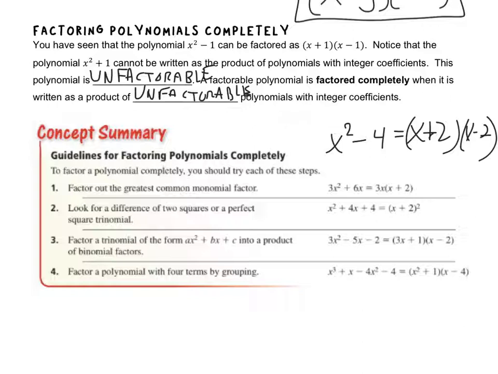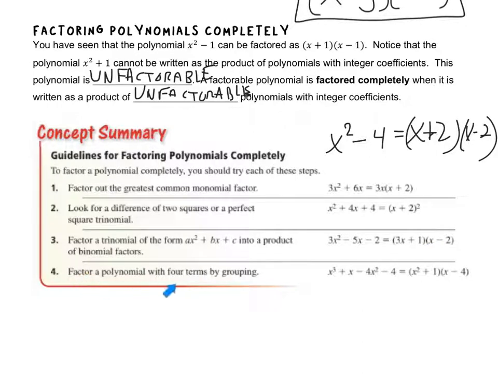Then third, you would factor the trinomial in the form of ax squared plus bx plus c. And again, you want to do your product of ACs that add up to the b value. We get our two binomials. And we always look at this and we say, could I go any further? Which in this case, I can't.